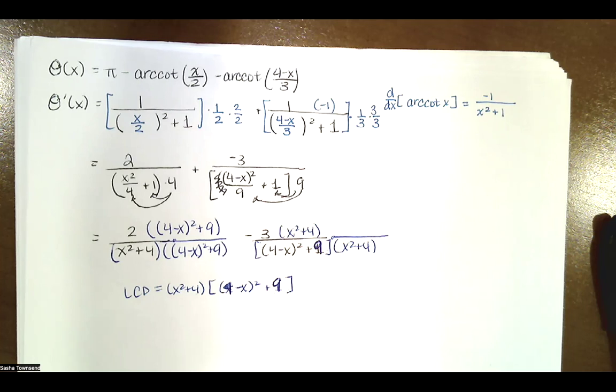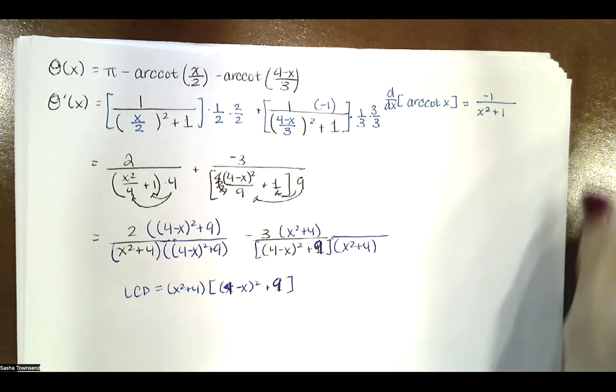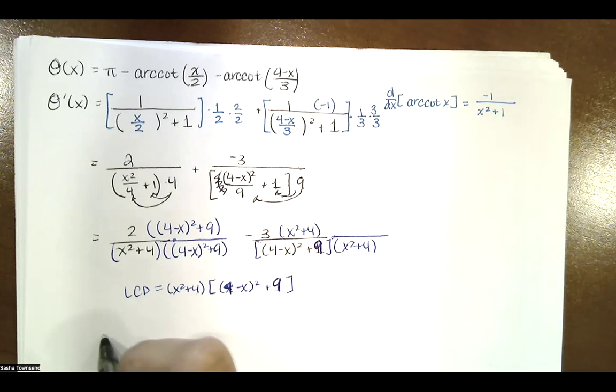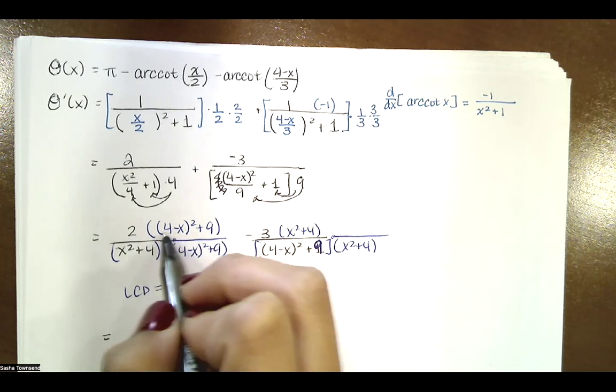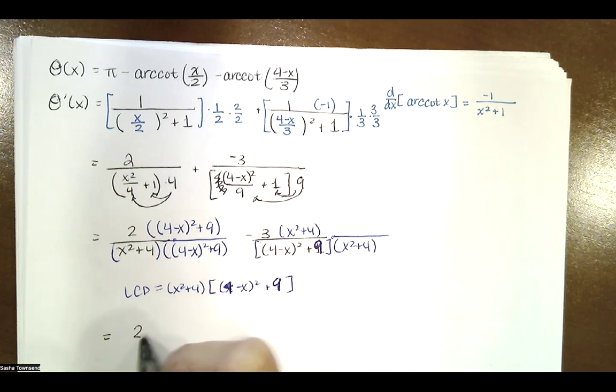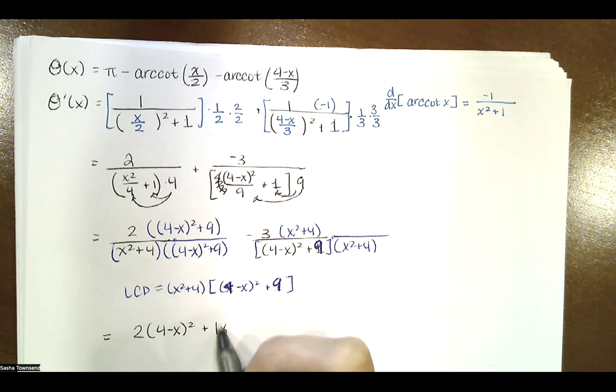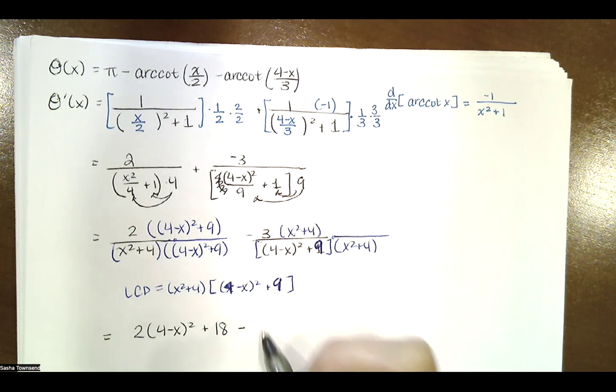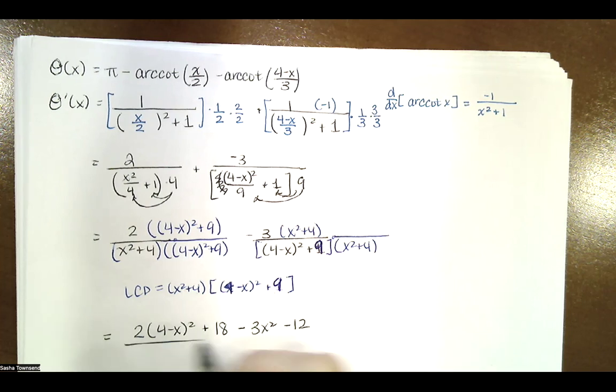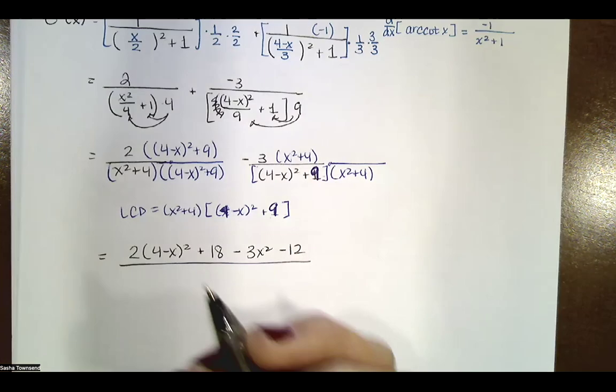And that will allow us to have a common denominator. And since we have a common denominator, we'll be able to add the numerators, keep the common denominator, and that'll be our theta prime. So if I distribute this 2 to this expression here, I have 2 times the quantity 4 minus x squared, plus 2 times 9, which is 18, minus 3x squared, and negative 3 times 4 is negative 12. We're taking all of that and dividing by the LCD.